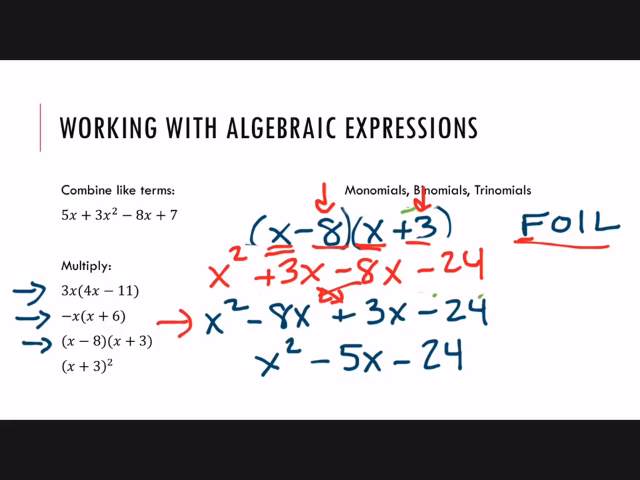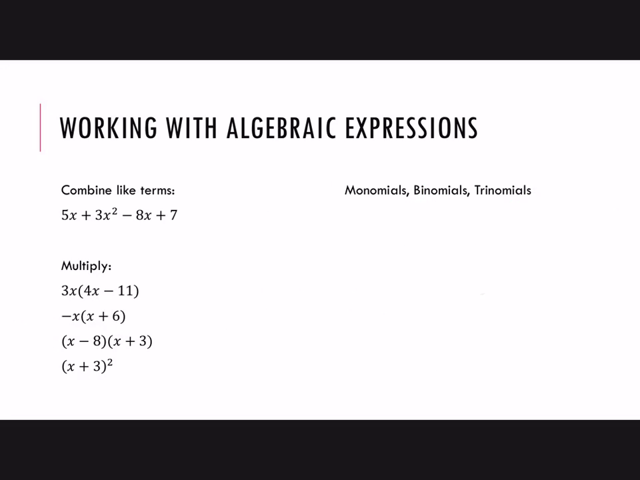Alright, so FOIL is just an acronym that helps you remember how to distribute in a very specific case when you're multiplying two binomials. So let's talk about what that is, a binomial. Binomials are algebraic expressions that have two terms. Bi meaning two, and nomial is like short for name. So like a two-named or two-termed polynomial.